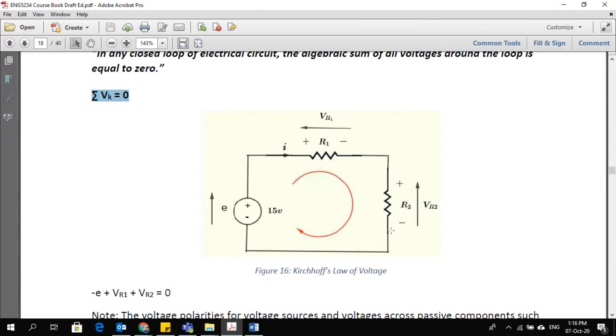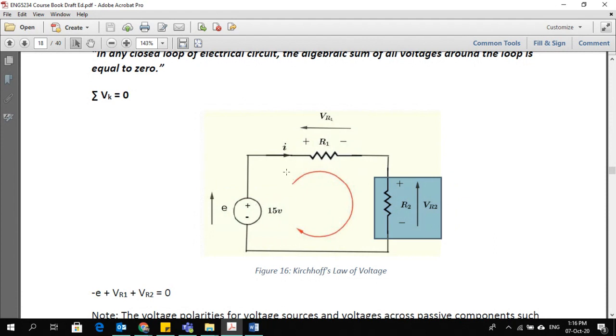So this is a loop and there are three components involved in this circuit. One is the supply voltage, one is resistance R1 and one is resistance R2. So there are a total of three components, so there will be three voltages. One is the supply voltage, one is the voltage drop on R1 and a voltage drop on R2. Now we have to make an equation for this, but we have to take care of the signs. Some voltage polarity could be positive and some could be negative. How to find out that?